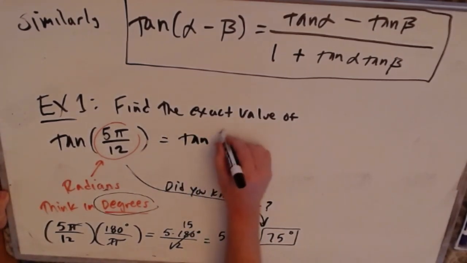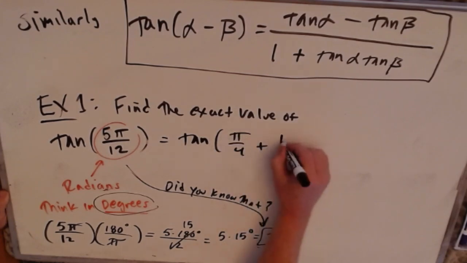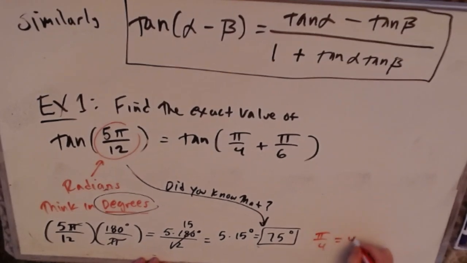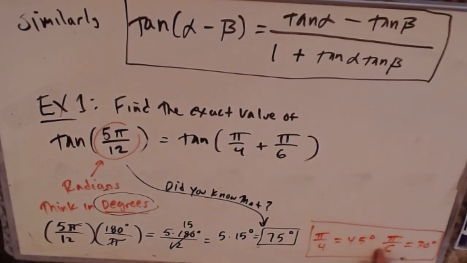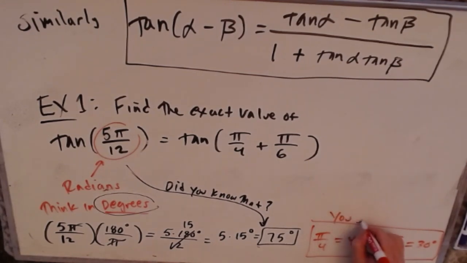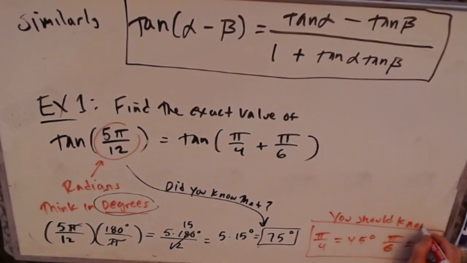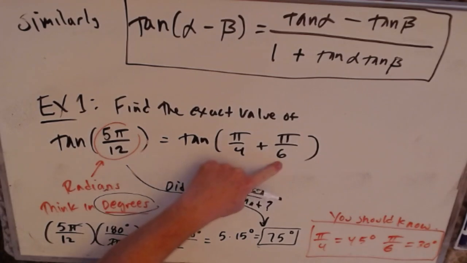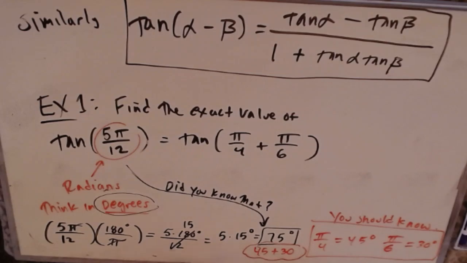So that's going to be 45 and 30. Pi over 4 is 45. Pi over 6 is 30. Those are ones that you should know if you passed a basic trigonometry class. These are ones that you should know. So this is my 45 degrees, and this is my 30 degrees. In my head, I've got 75 is 45 plus 30.